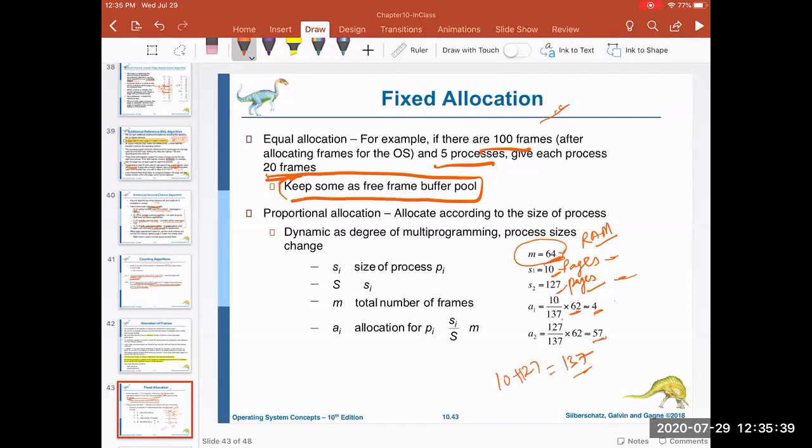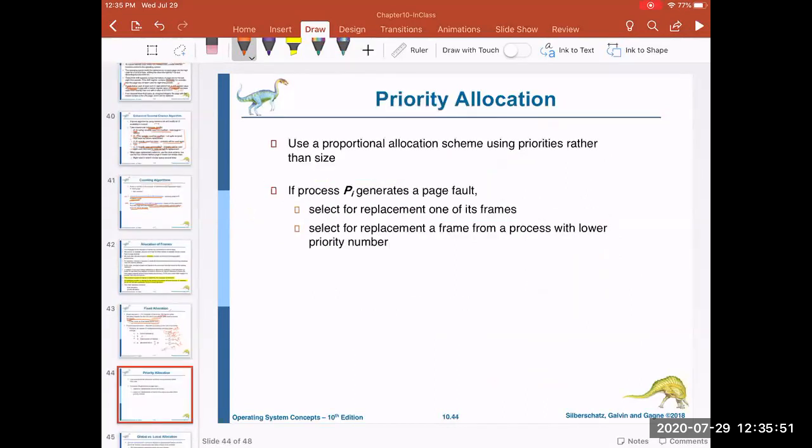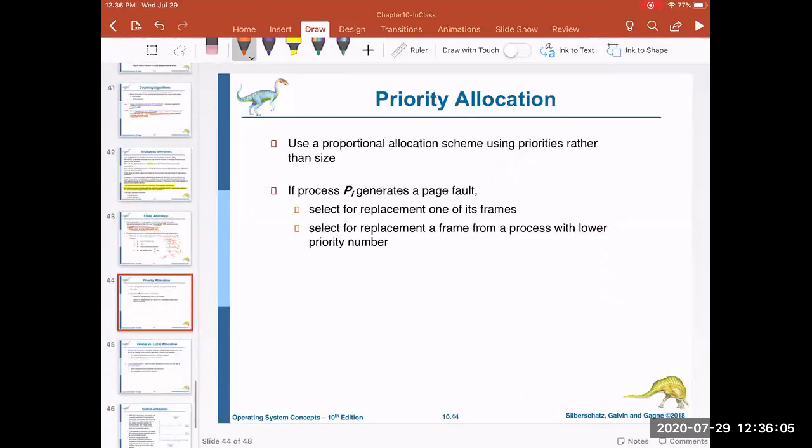So process P1 would be allocated 4 frames, and process P2 would be allocated 57 frames. This is proportional allocation of frames. Then we can add priority also. If there are priorities for different processes, then based on the priority we give a different allocation to the algorithms.